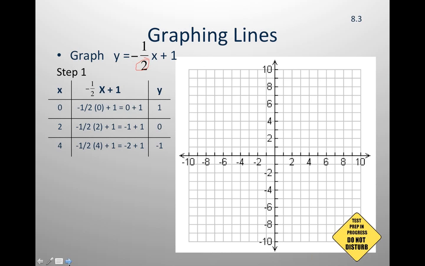So when we do the math, 1/2 times 0 is 0. 0 plus 1 is 1. -1/2 times 2 is -1. And -1 plus 1 is 0. And then -1/2 times 4 is -2. And -2 plus 1 is -1. Okay. Then we'll simply list our ordered pairs.